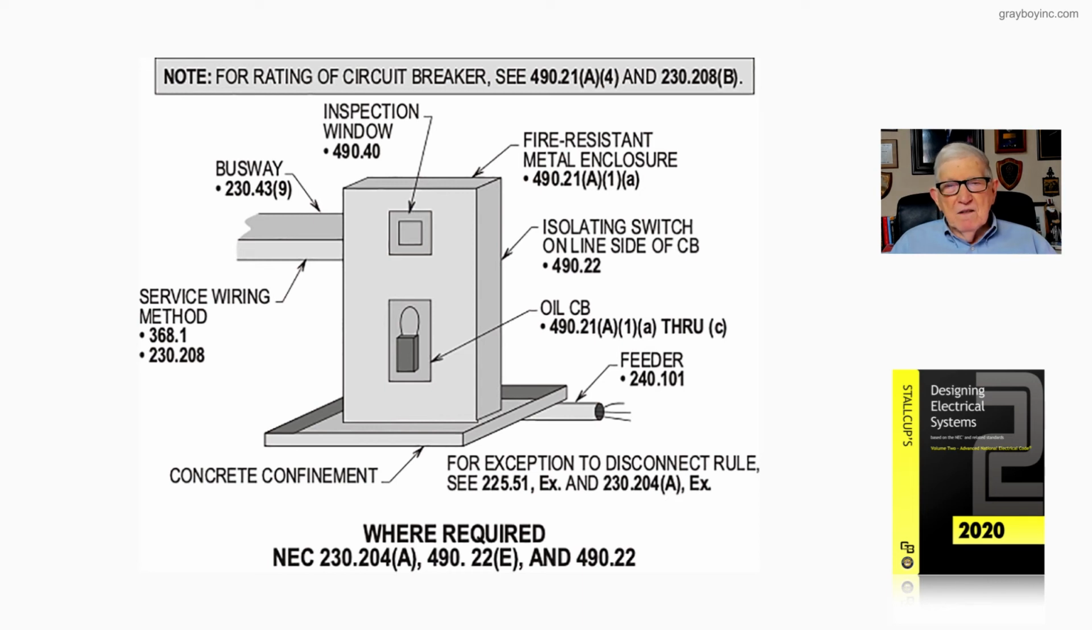Now, this figure 17.5A is illustrating using an oil-type circuit breaker as a disconnecting means. But notice that the confinement area has to be sized in such a manner that if a leak developed of any kind, leakage, the confinement area would contain the oil and it would not spread across the floor or any other area. And that's what this figure is illustrating.